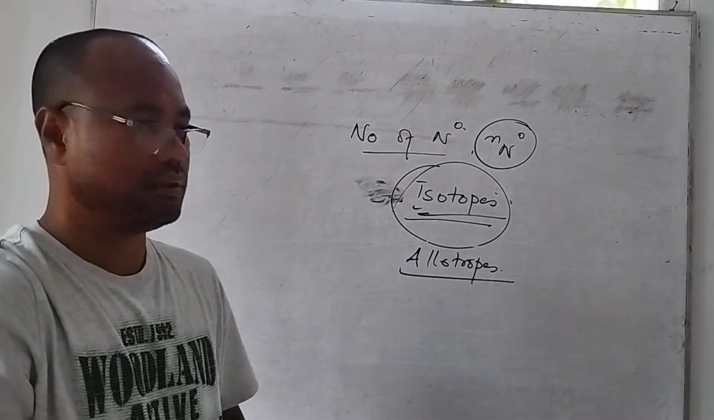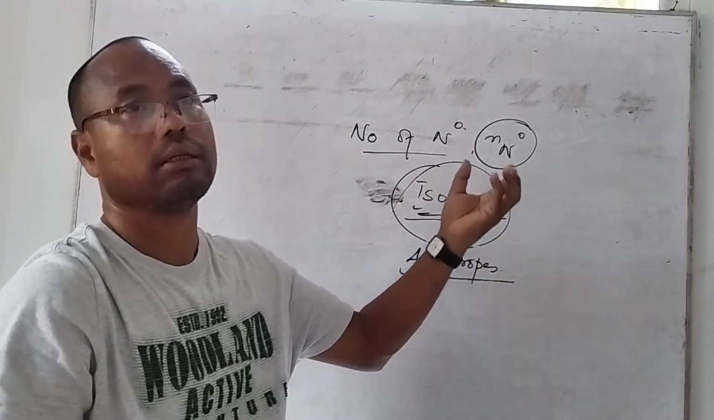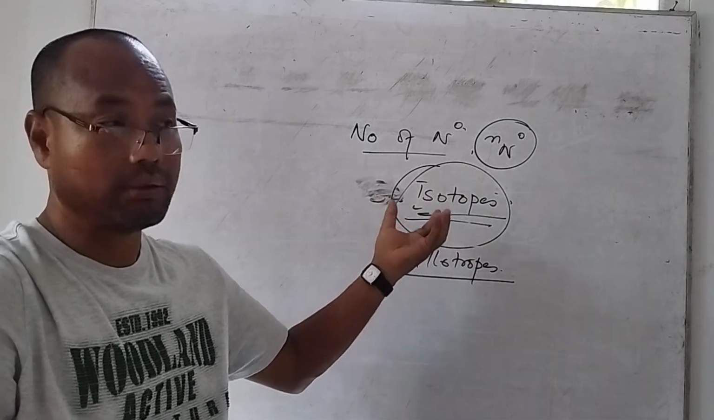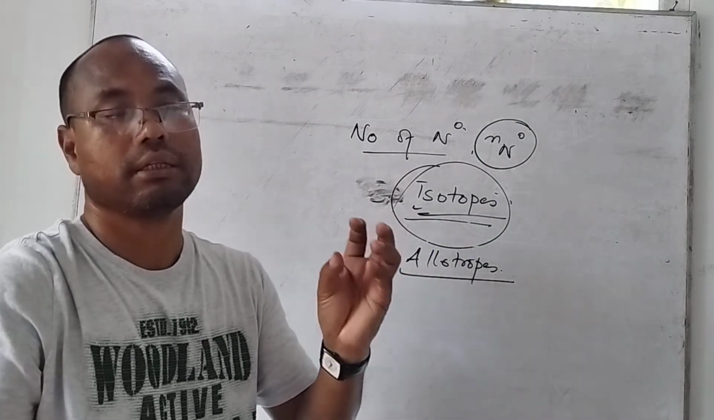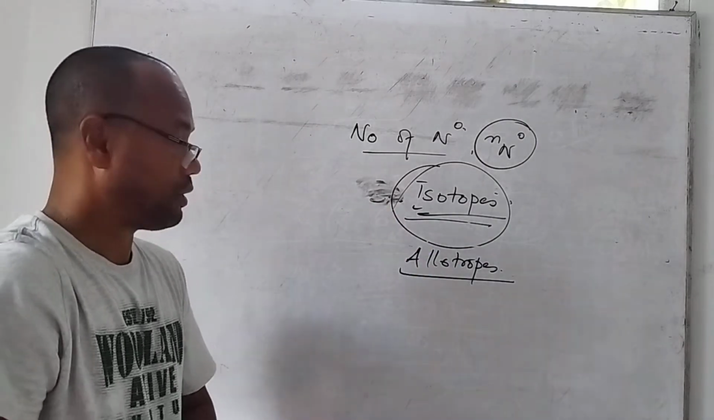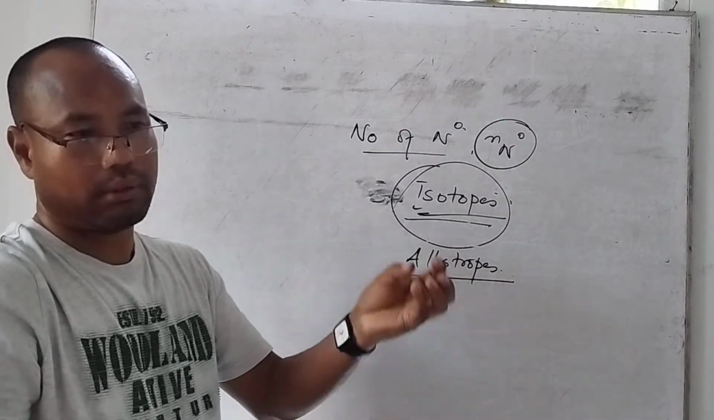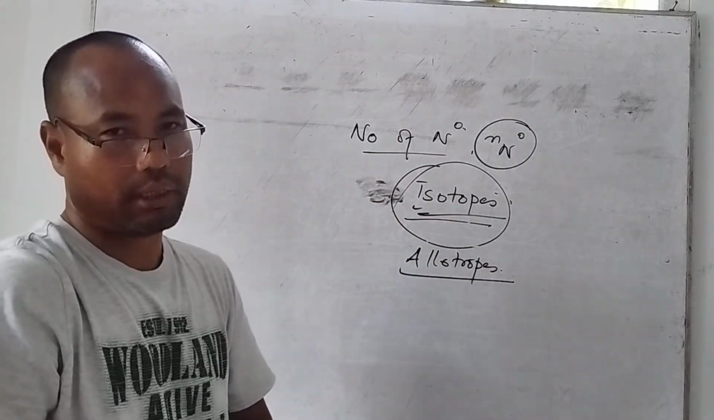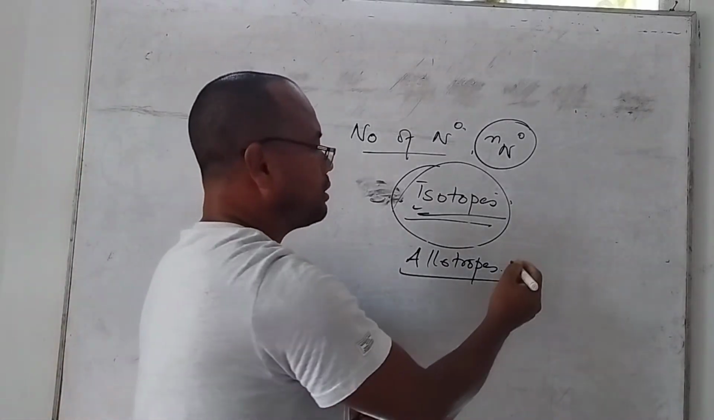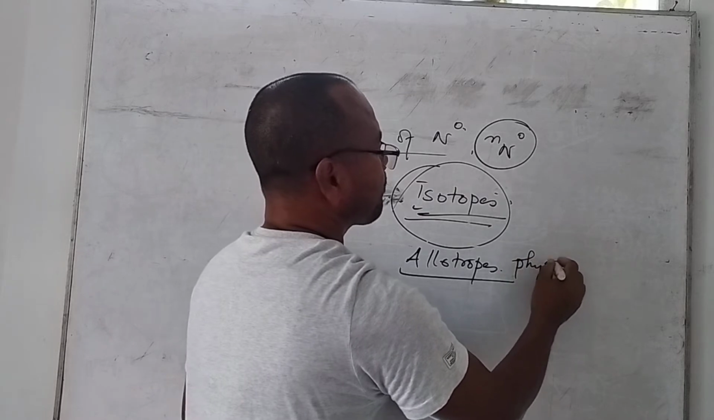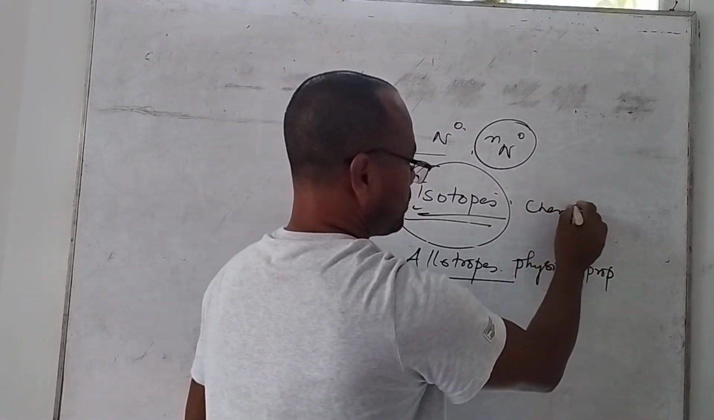Very simple. Isotopes, meaning different atoms of the same element, have different chemical properties. Now, allotropes are forms of the same element having different physical properties. Here are the physical properties. Here are the chemical properties.